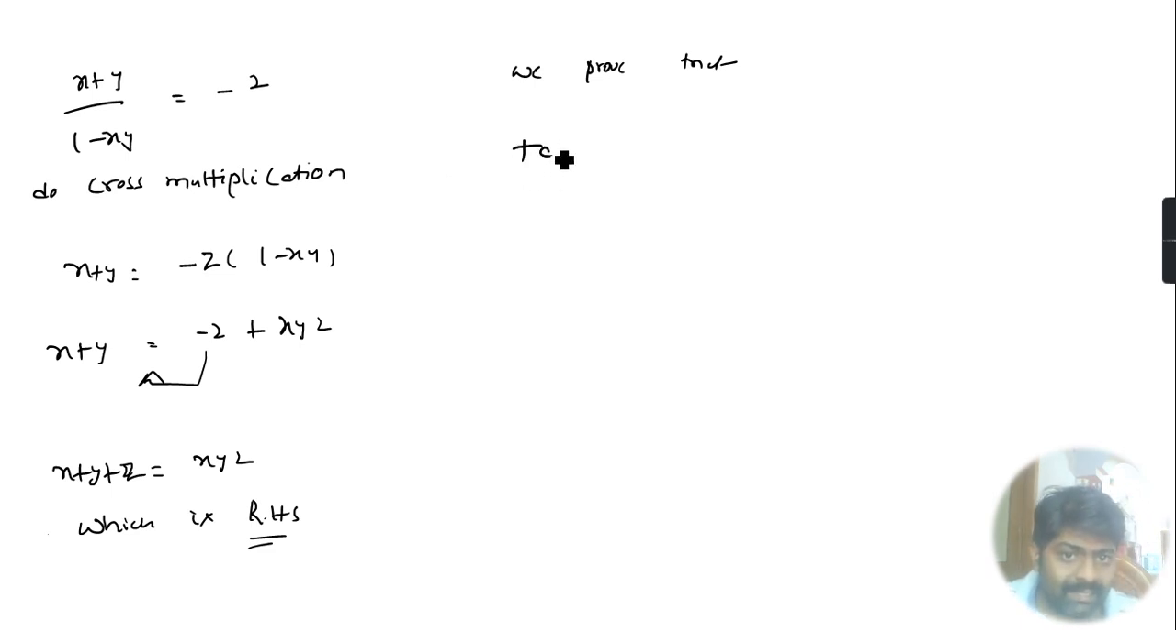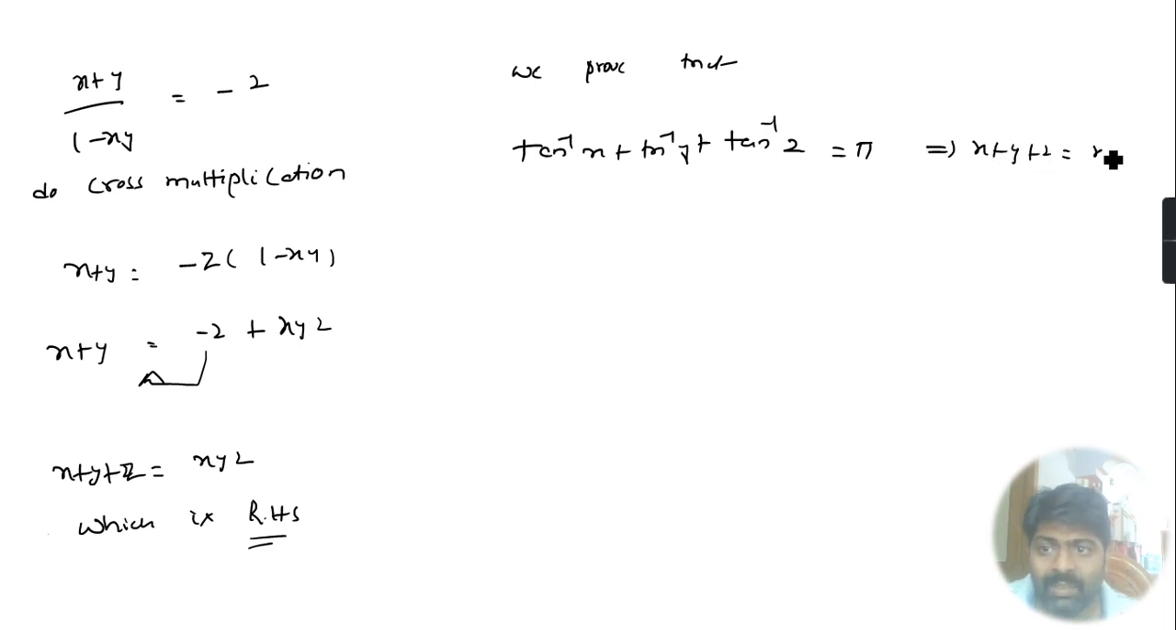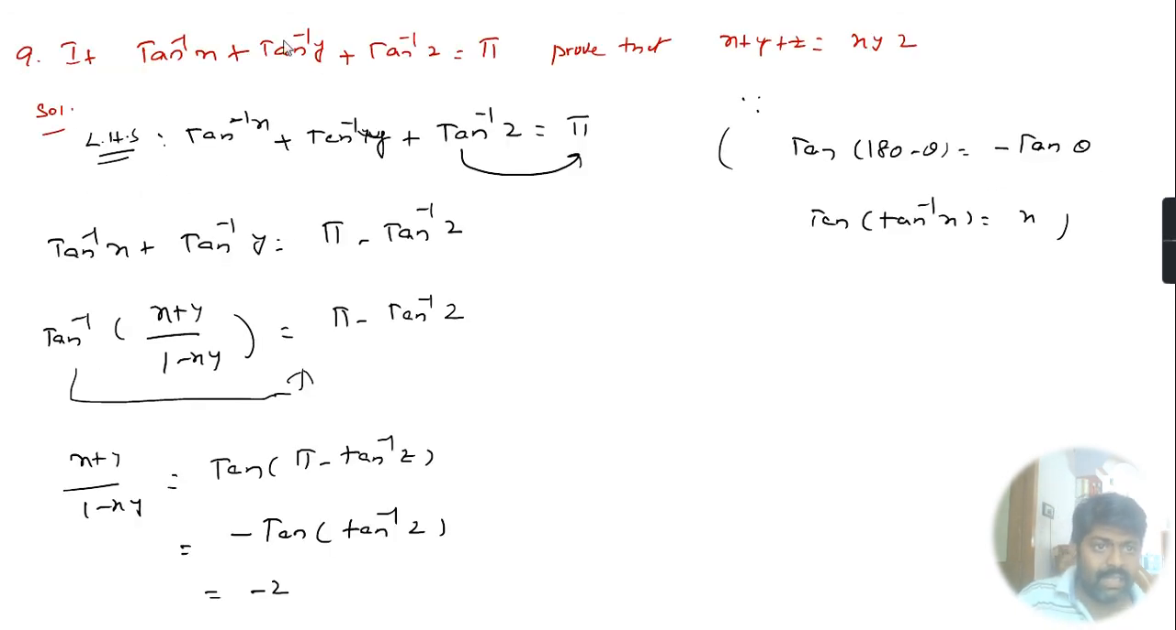tan inverse x plus tan inverse y plus tan inverse z is equal to pi, then x plus y plus z is equal to xyz. So let us recall that problem. If tan inverse x plus tan inverse y plus tan inverse z is equal to pi, we prove that x plus y plus z is equal to xyz.